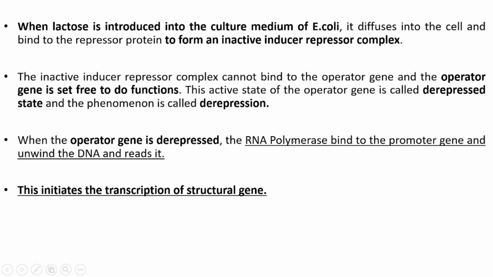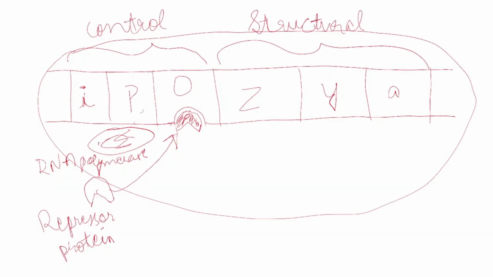Now, when lactose is introduced into the culture medium of E. coli, it diffuses into the cell and binds to the repressor protein to form an inactive repressor inducer complex. Now, what happens if lactose is introduced into this culture medium? Lactose works as an inducer.